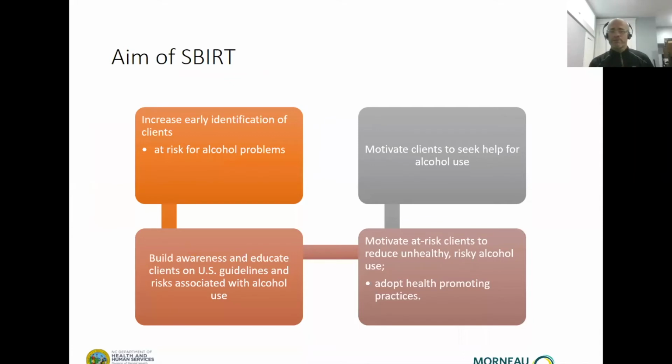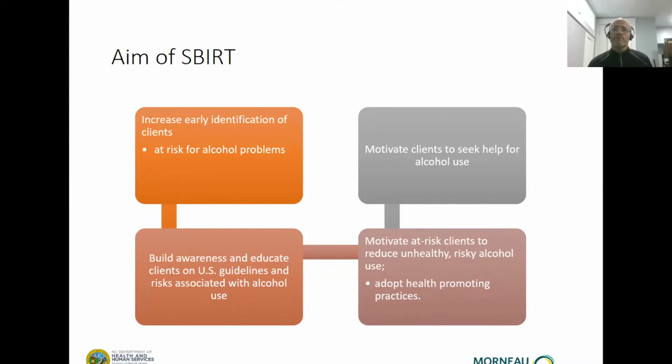Now, here is your first learning objective, the 4 aims of SBIRT. One is we want to identify folks who are at risk for alcohol problems. Second aim is we want to build awareness and educate folks on the U.S. guidelines and risk associated with alcohol use. This could be to people who score 0 on an AUDIT-C, those who don't. This is just to build awareness in the public about what healthy drinking looks like. And also, this is kind of the prevention element of it, the education, building awareness piece.